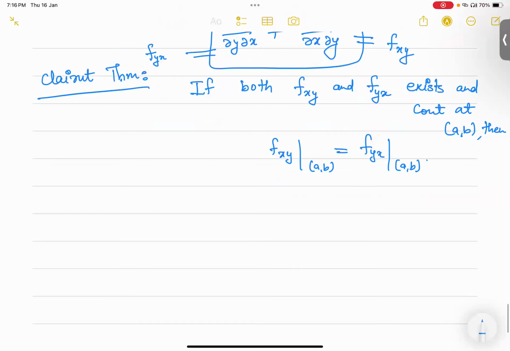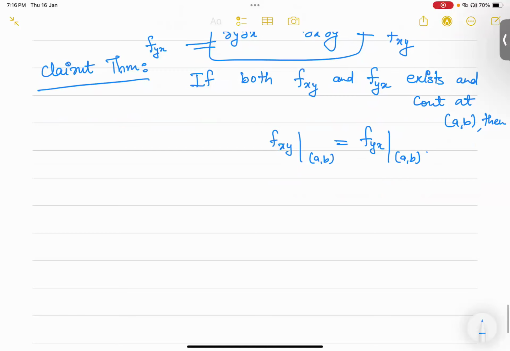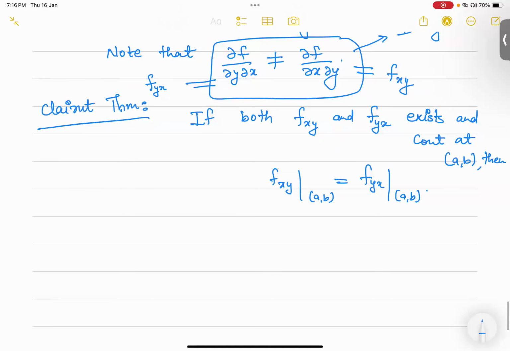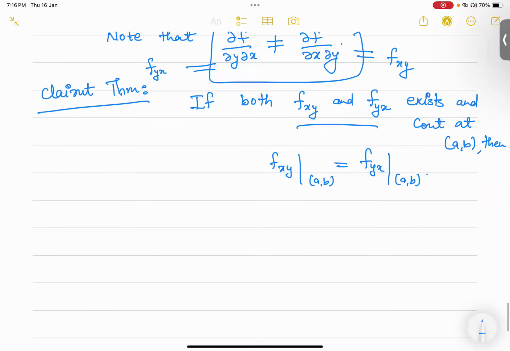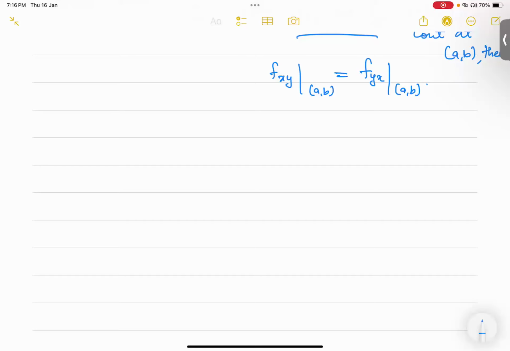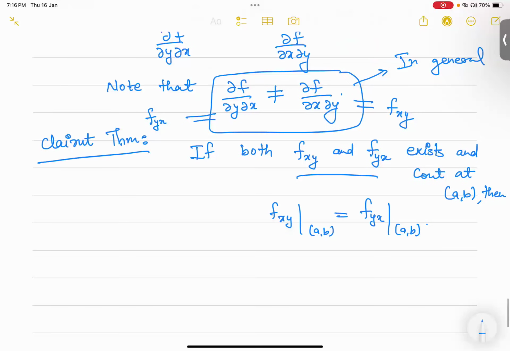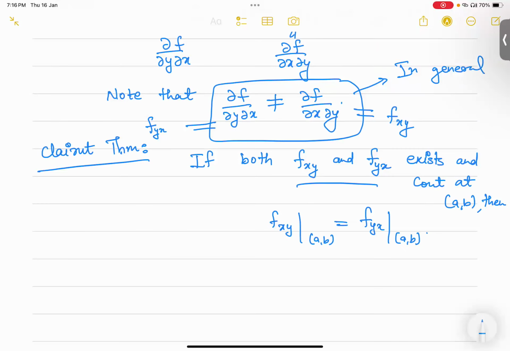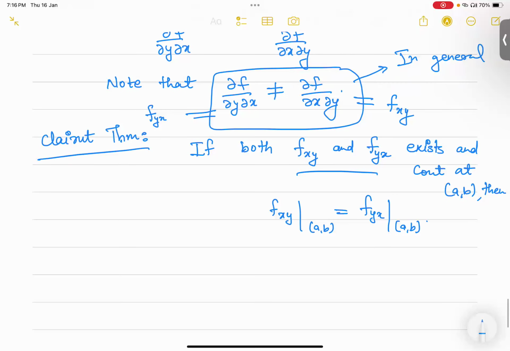Right. In general, they are not equal, but if you have some condition, then they will coincide. Right. Now we can solve some questions of partial derivatives.